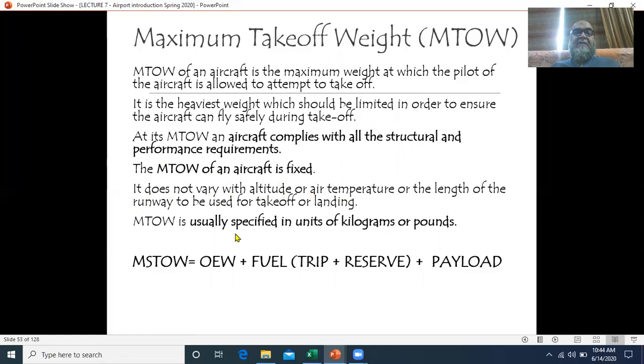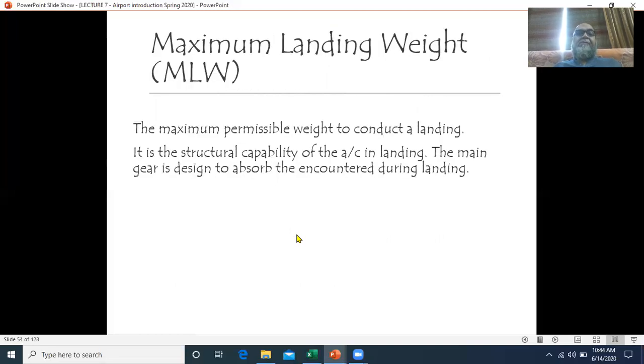The units are kilograms or pounds. Then there is a maximum structural takeoff weight: OEW, fuel, that means trip and reserve, and the payload. Maximum landing weight is the maximum permissible weight to conduct a landing. It is the structural capability of an aircraft in landing. The main gear is designed to absorb the impact encountered during landing.